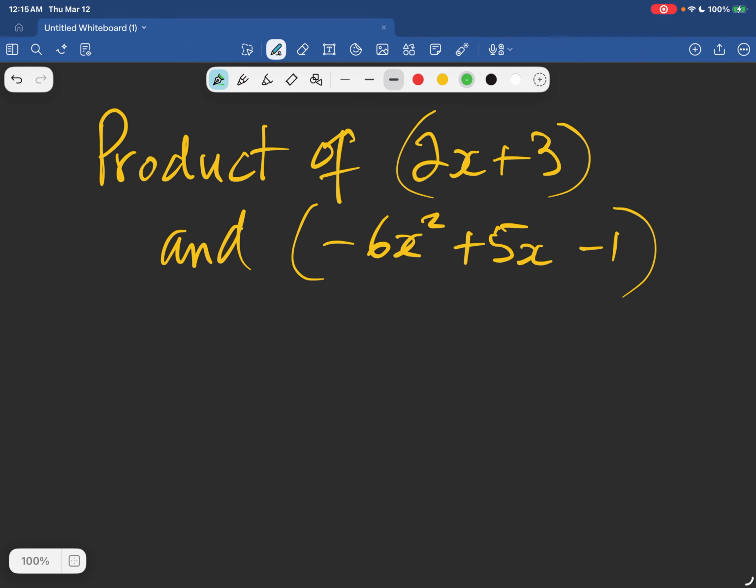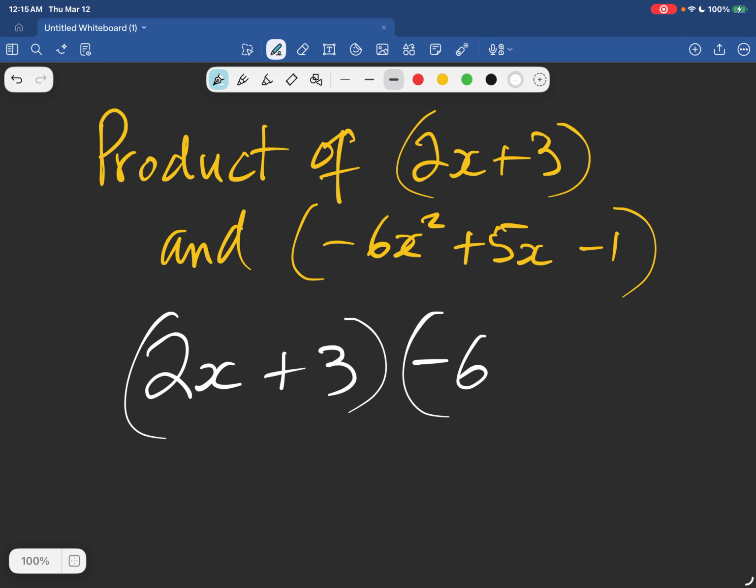Today, I'm going to show you how to find the product of one algebraic expression and another. And product means to multiply. So let's lay it out. We have 2x plus 3, and we have negative 6x squared plus 5x minus 1.